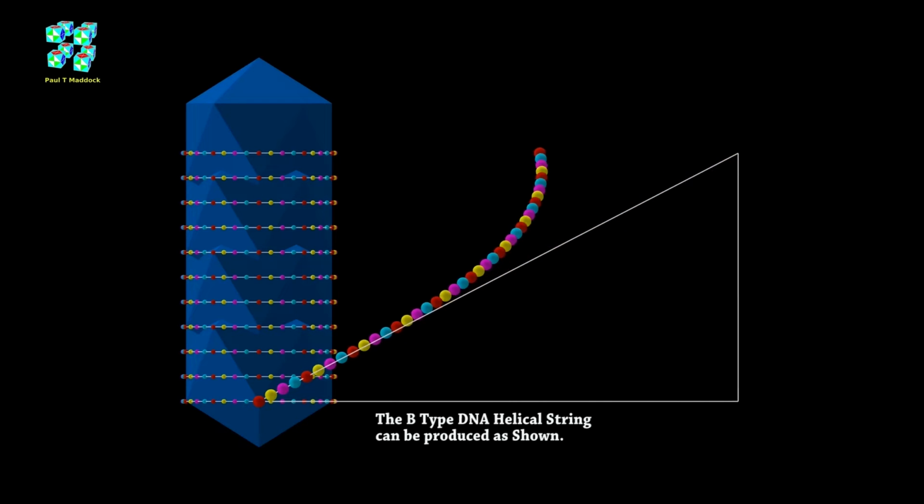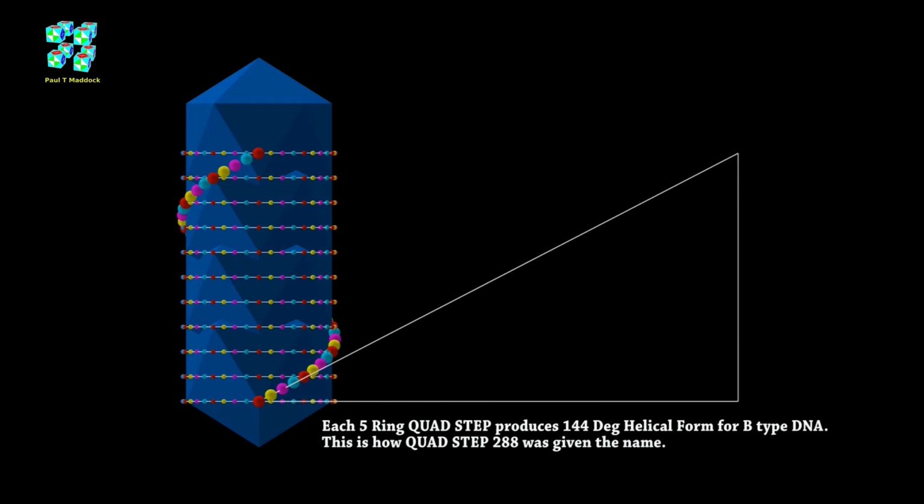Now B-type DNA can also go in groups of 5 rings and keep on going. If you study the geometry of B-type DNA, a 5-ring group produces 144 degrees. Now, when I was doing research on quad step strings, the 288 was coming up as a constant. This is where it all came from. I guess it took a little bit of time to sink in. But I guess the difference between this system is that there's no need to use pi. But I guess phi is very important.